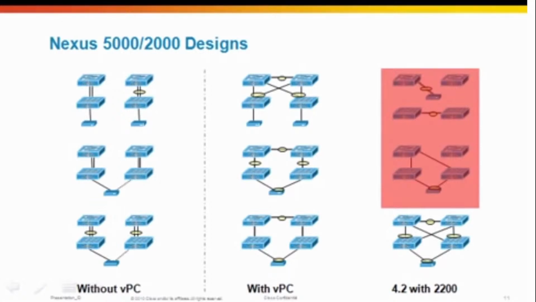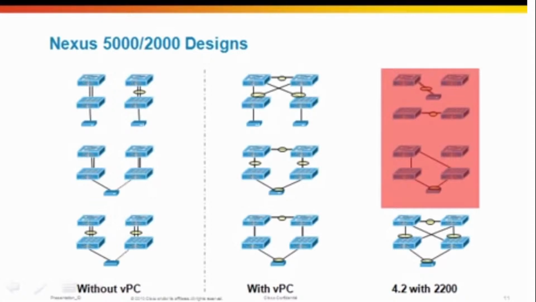We can also have VPC to the server, and those are the two drawings down in the middle. And there, the server will be active, so that both links on the server will be up, and each one will go to a FEX, to a different physical FEX. So this will be called VPC to the server.